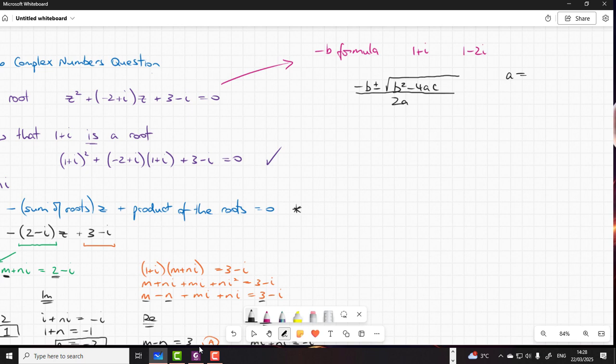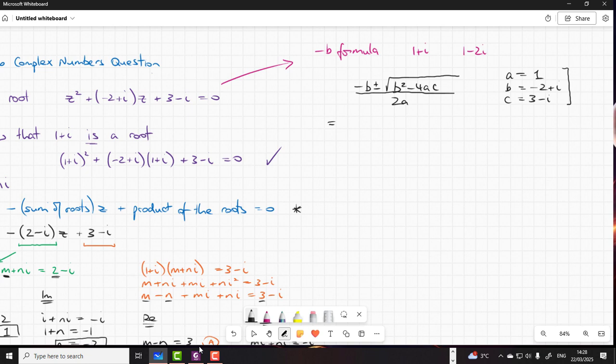So what's a, b, and c? Well, a is the coefficient of z squared, which is 1. b is the coefficient of z, which is minus 2 plus i. And c is the constant, which is 3 minus i. So not like our usual quadratic equations where we have one term in each of the a, b, and c, here we have a real and imaginary part in the b and c, but they can still go into the formula and we'll see it works out okay.